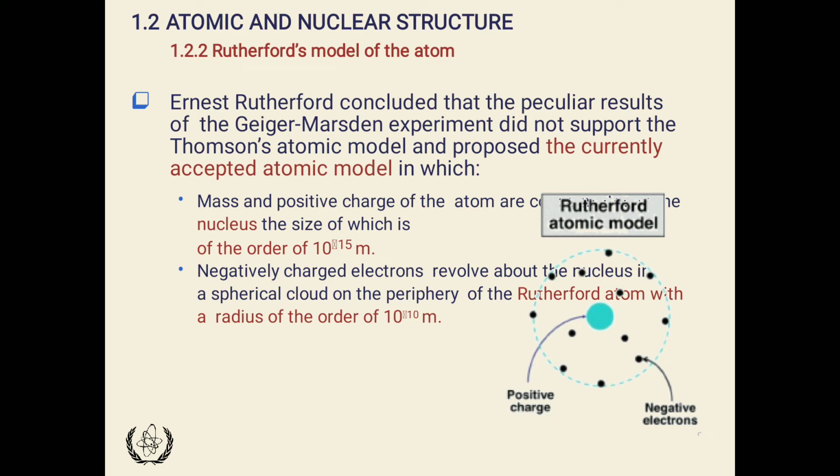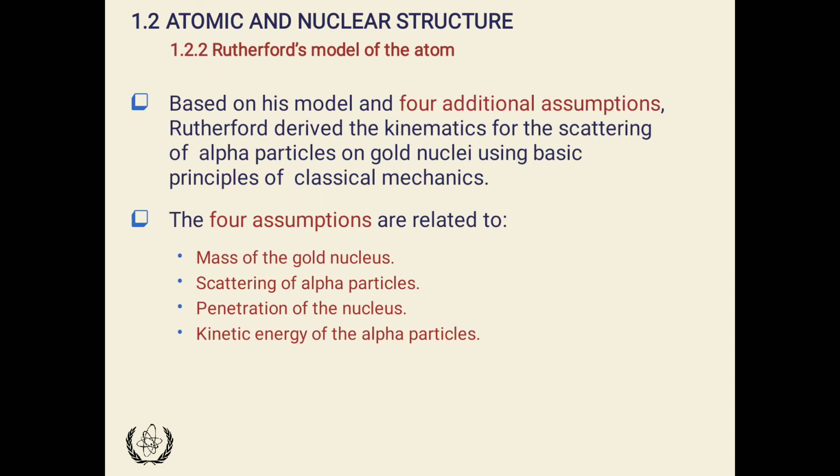Then next is Ernest Rutherford. They concluded that the peculiar result of the Geiger-Marsden experiment did not support the Thomson atomic model, and proposed the currently accepted atomic model, in which the mass and positive charge of an atom are concentrated in the nucleus, and the size of this nucleus is of the order of 10 raised to minus 15 meter. The negatively charged electrons revolve about the nucleus in a spherical cloud in the periphery of the Rutherford atom, with a radius of the order of 10 raised to minus 10 meter.